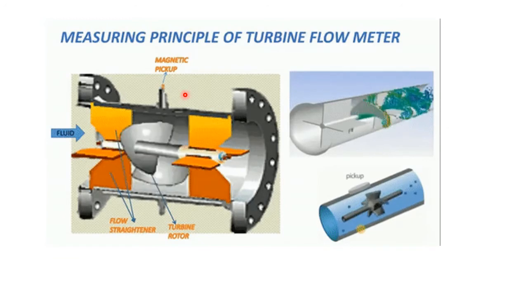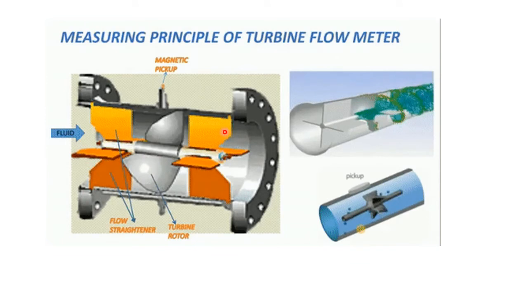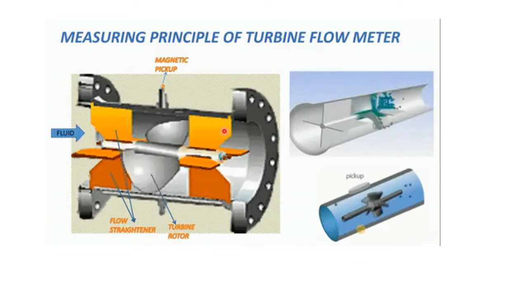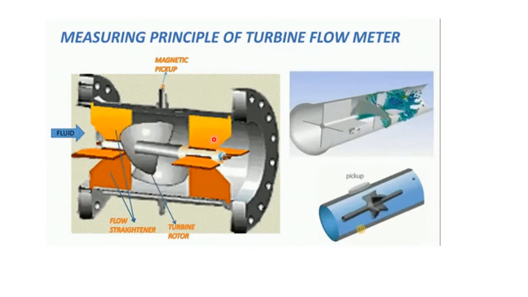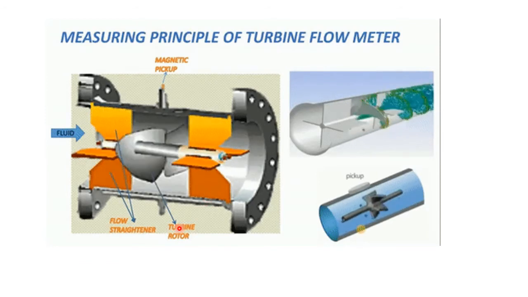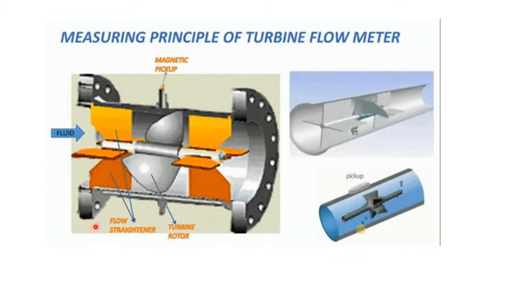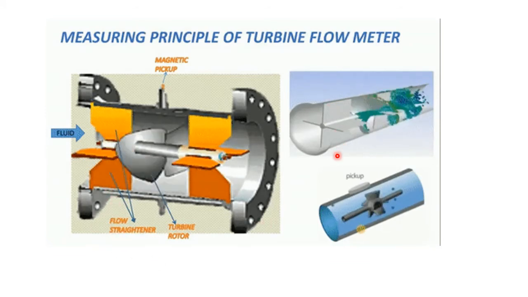These are the supports which will hold the blades, that is the rotor. These are the flow straighteners. In this diagram you can see the flow of fluid, which may be gas or liquid, causing rotation of the blades.